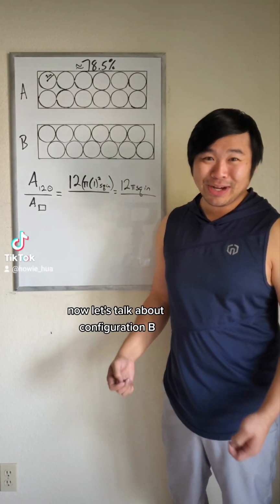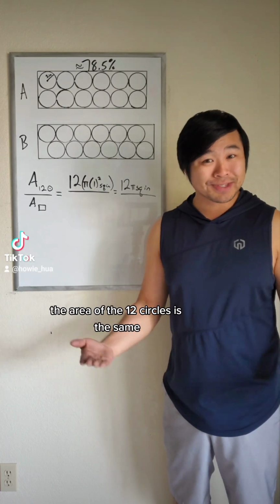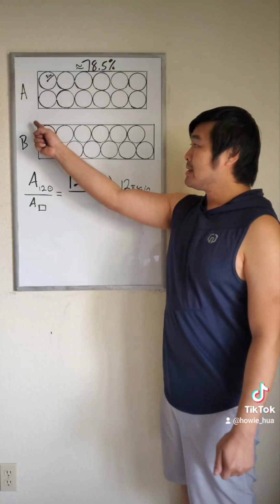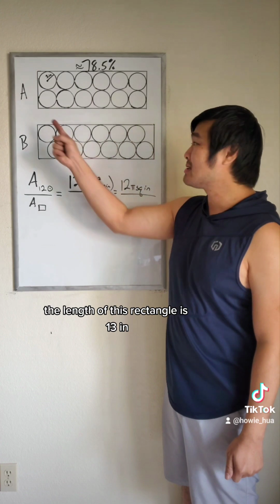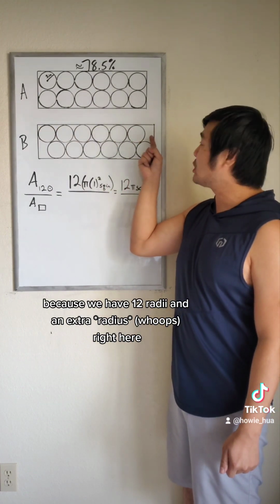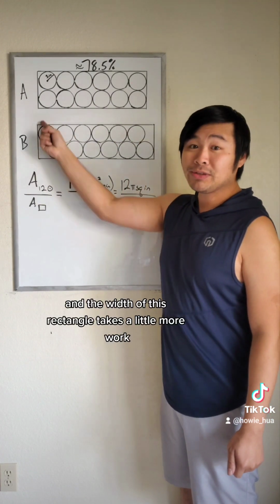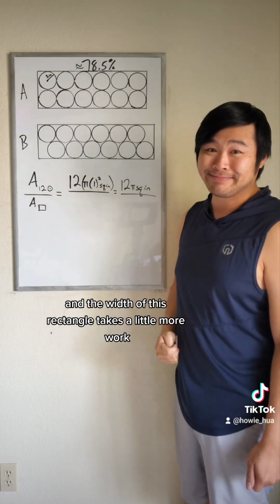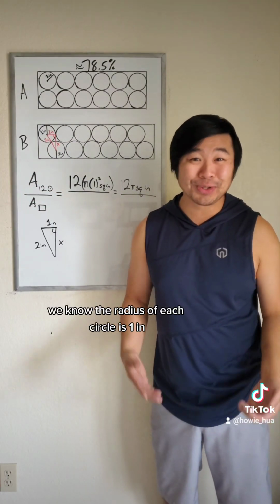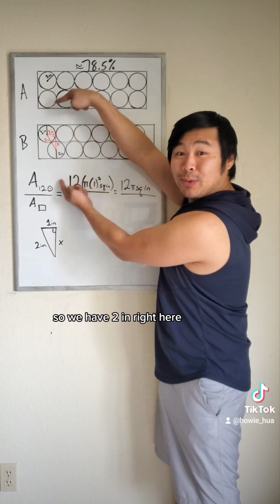Now let's talk about configuration B. The area of the 12 circles is the same, so we're good there. The length of this rectangle is 13 inches because we have 12 radii and an extra radius right here. And the width of this rectangle takes a little more work. We know the radius of each circle is 1 inch, so we have 2 inches right here.